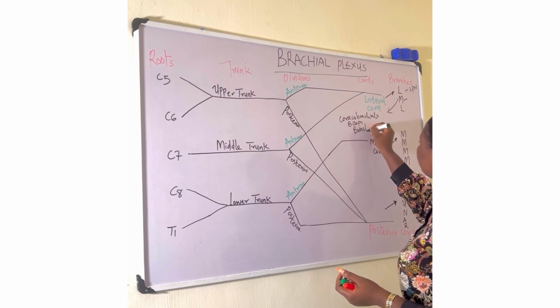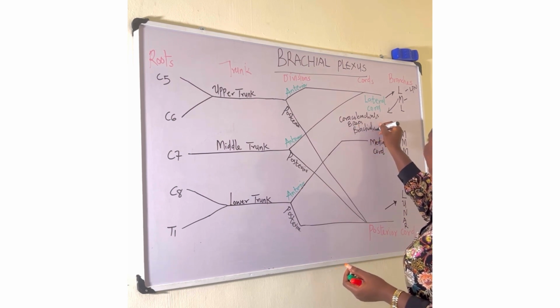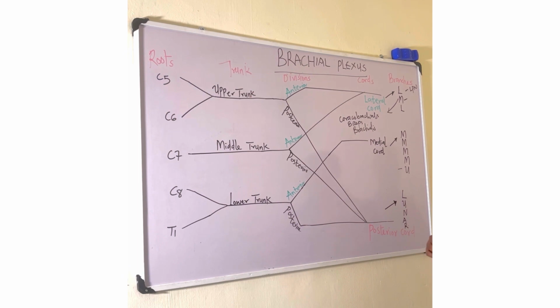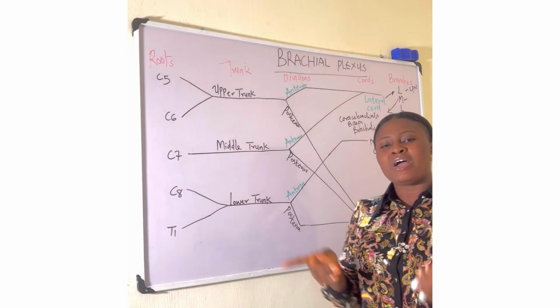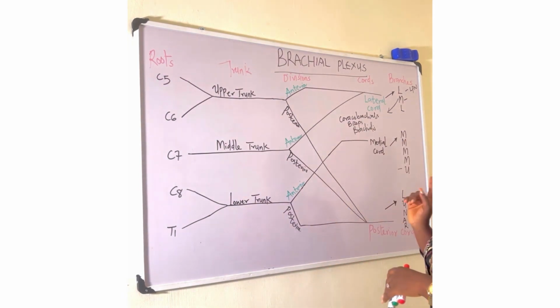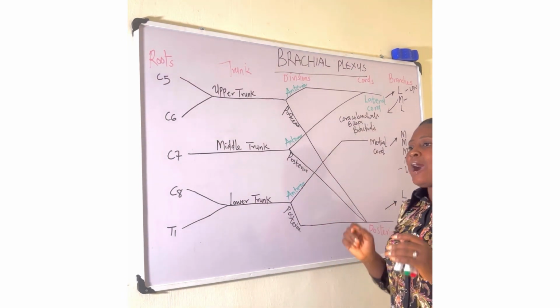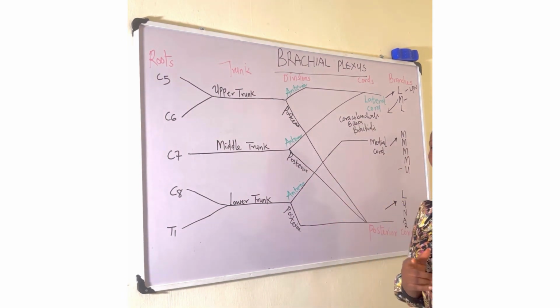So these are the muscles of the anterior compartment of the arm. Then the last one is the lateral root of median nerve. So this lateral root of median nerve joins the medial root of median nerve to form the median nerve. And this median nerve supplies the muscles of the anterior compartment of the forearm, except the flexor carpi ulnaris and the medial part of the what?